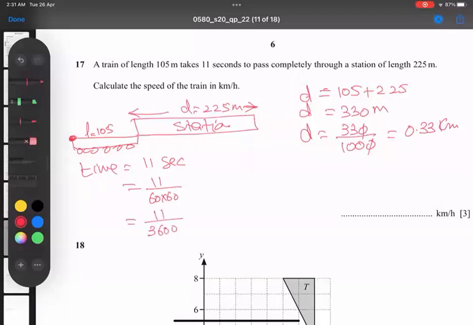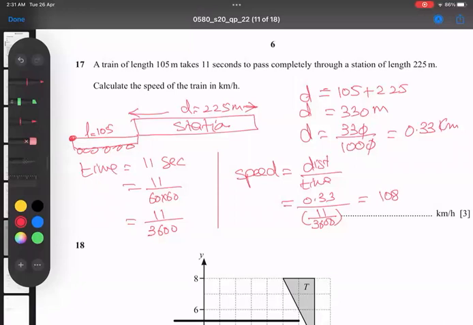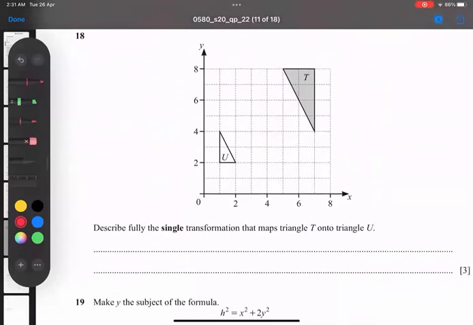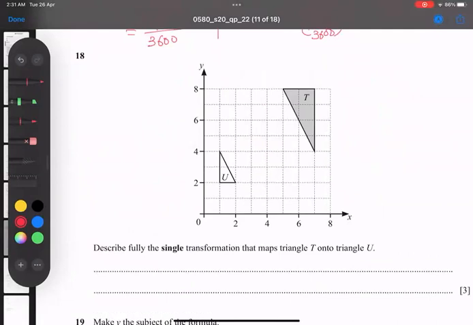I can write in decimals even, but it comes in a standard form, then leave it. And what is the formula for speed? All of you know the speed formula is distance divided by time. Distance is 0.33 and time is 11 divided by 3600. And you type in the calculator, it will give you directly 108 kilometers per hour. So Alhamdulillahi Rabbil Alameen.